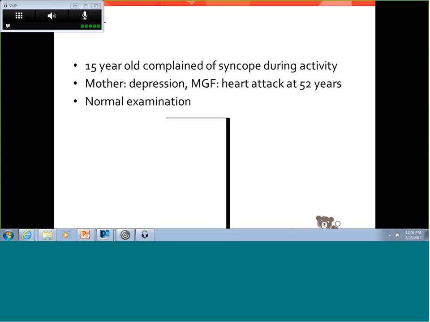So in this particular case, this 15-year-old boy was running laps, and at lap number 22, as he was going up the mountain, he actually collapsed. He did feel chest pain afterwards. So this is someone that the pediatrician referred to cardiology appropriately and was evaluated.